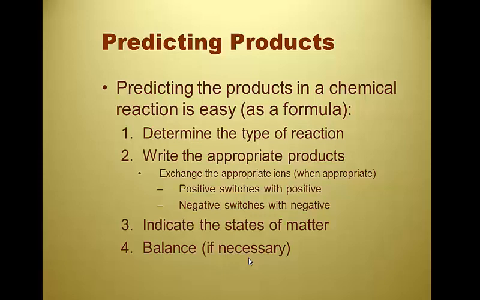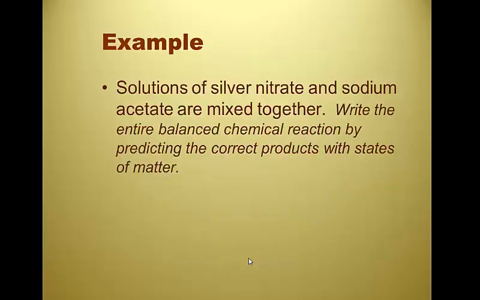So I'm going to do some examples for you on predicting the products, predicting the states of matter based on the solubility rules, and of course I don't need to practice balancing. You know how to do that. So here's my first example. Solutions. Solutions indicate a salt in water, so aqueous. Solutions of silver nitrate and sodium acetate are mixed together. Here are your two reactants. Write the entire balanced chemical reaction, predict the correct products, and predict the right states of matter based on solubility rules.